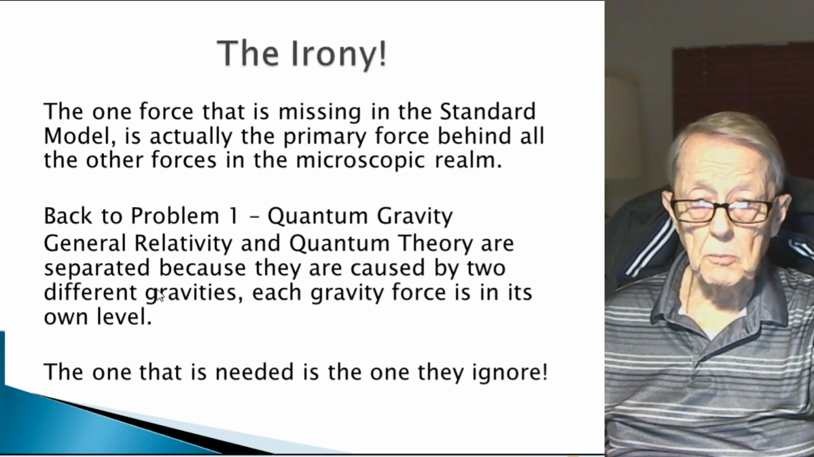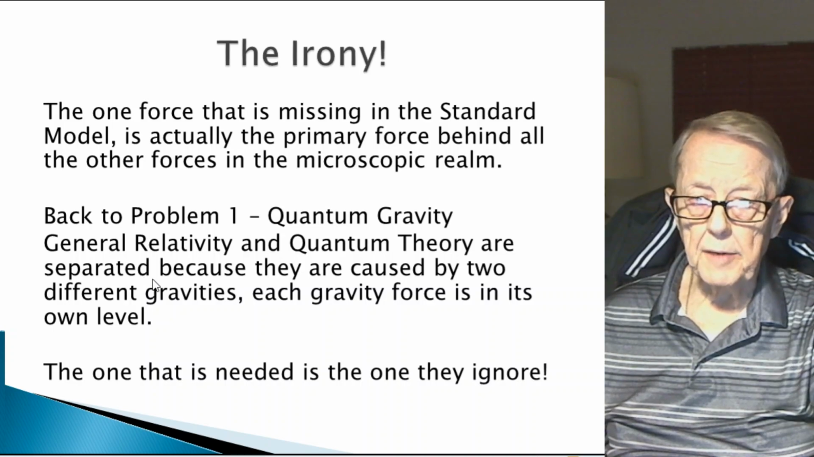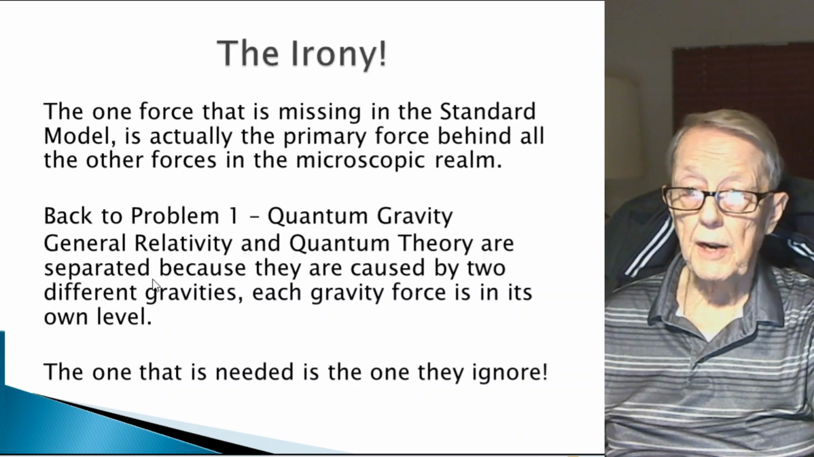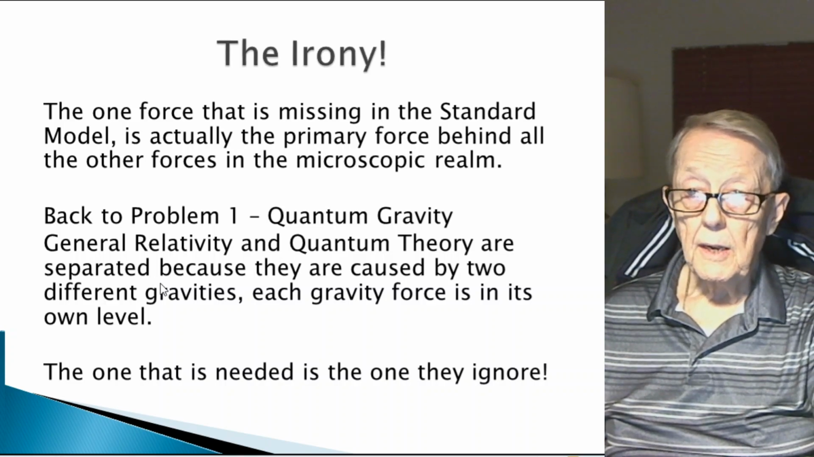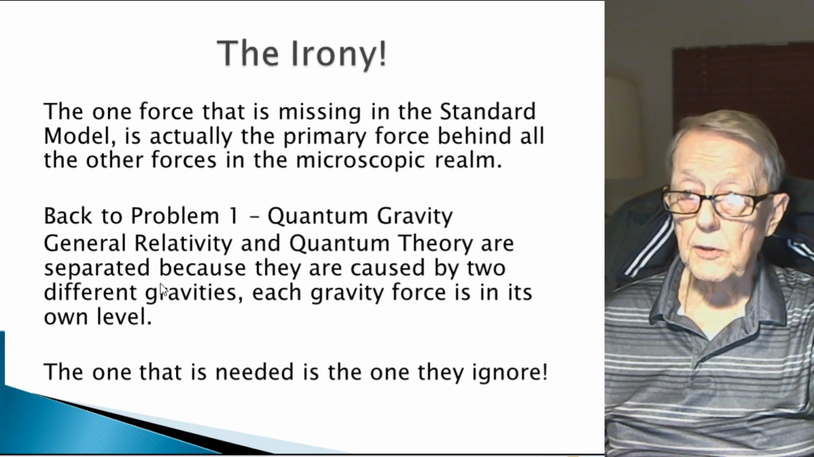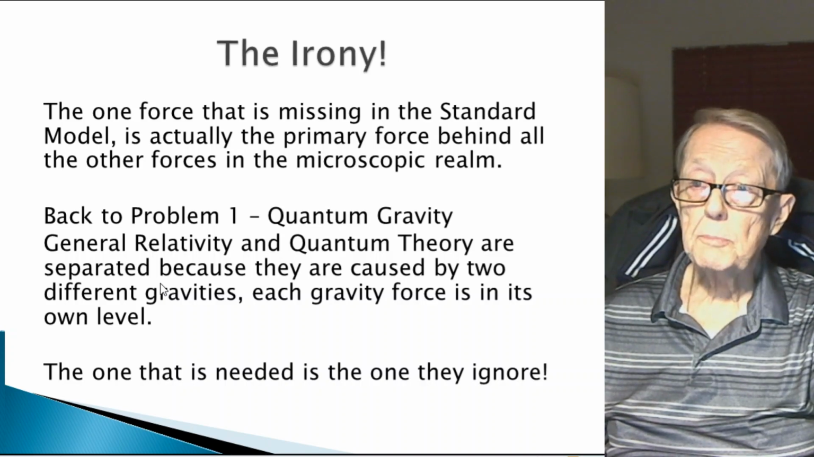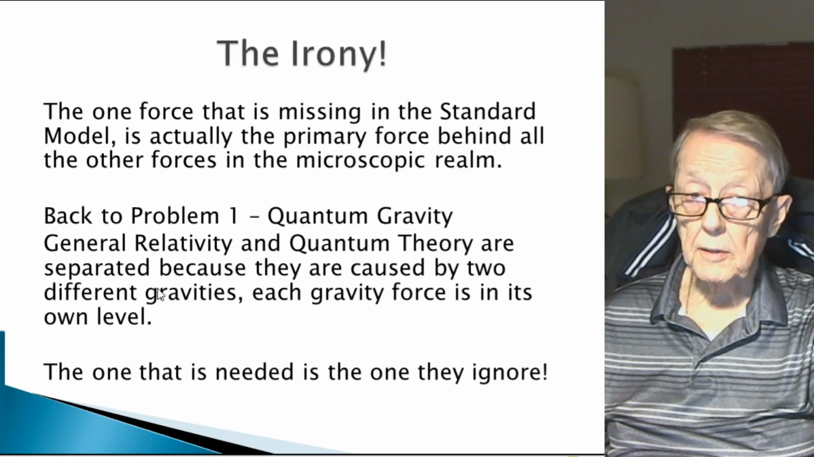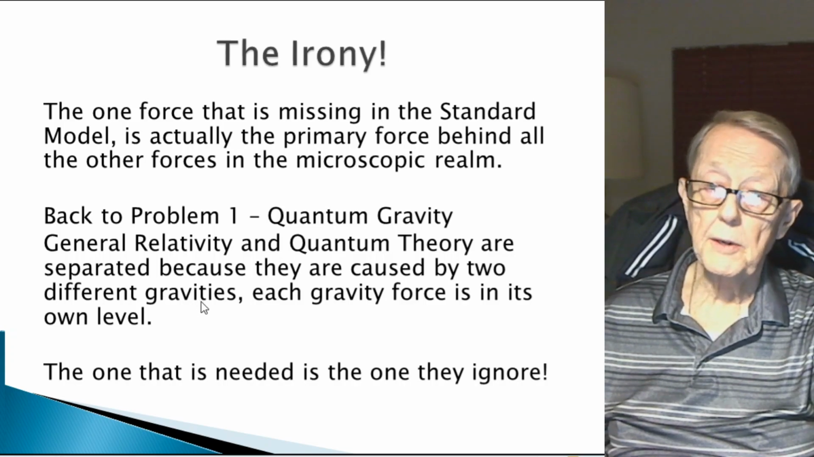So back to problem 1, quantum gravity. General relativity and quantum gravity are separated because they are caused by two different gravities. Each gravity force is in its own level. In one sense, mainstream science got it right. There are two realms, and the realms, as I understand it with the particle model, are the realm of level 1 and level 2, gravity 1 and gravity 2.